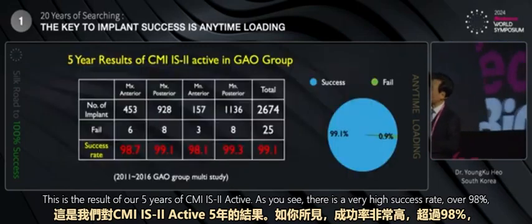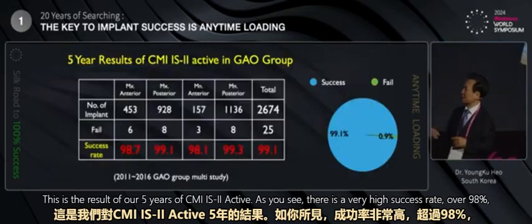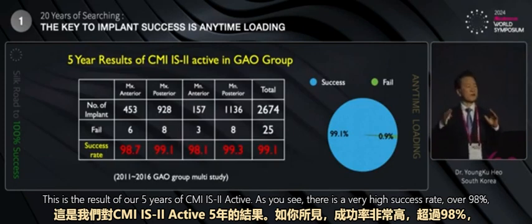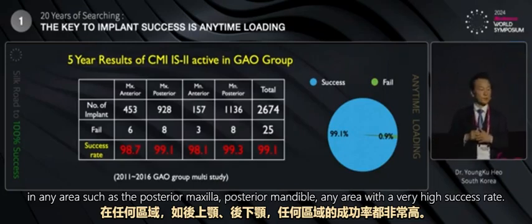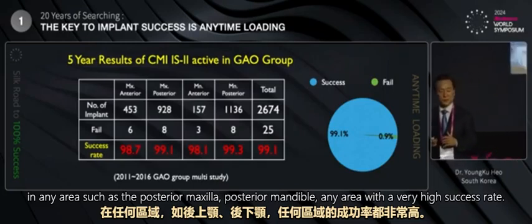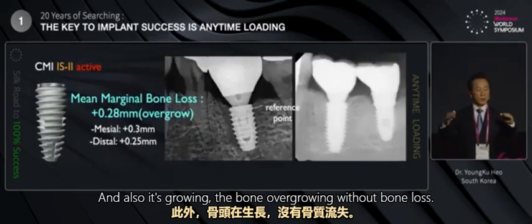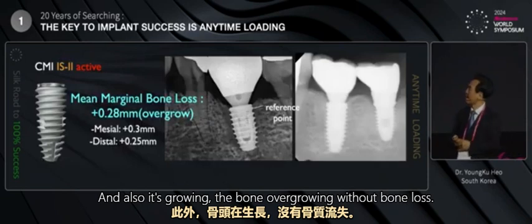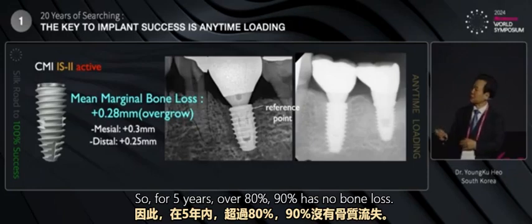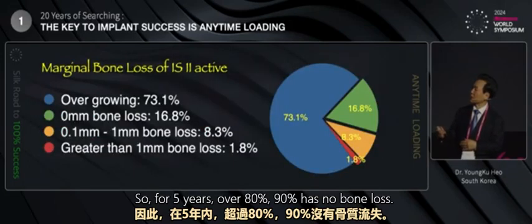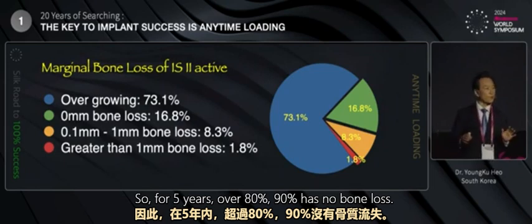This is the result of 5-year CMI IS2 active. As you see, there is a very high success rate, over 98%. Any area, the posterior maxilla, posterior mandible, any area, we have a very high success rate. And also it's overgrowing, without bone loss. So for 5 years, over 80%, 90%, there's no bone loss.